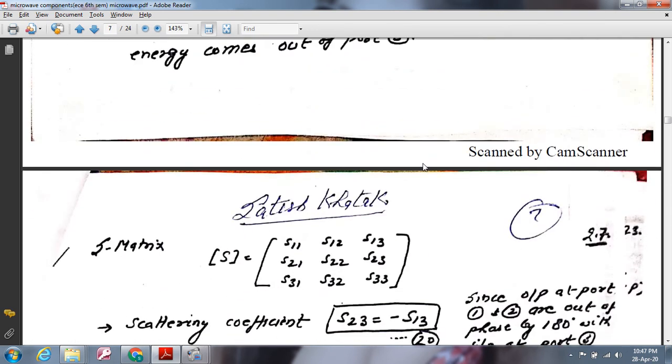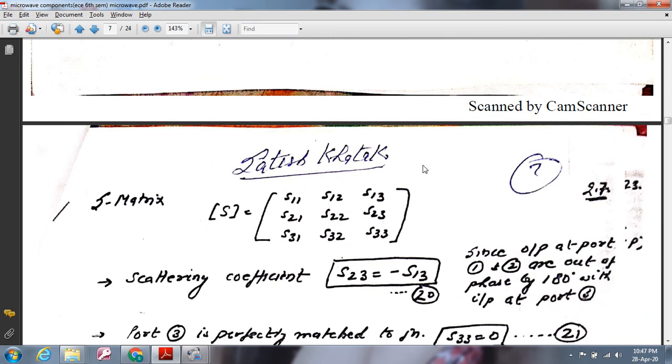Now as we have calculated the S matrix for H-plane T, in a similar manner we are going to calculate the S matrix for E-plane T also. This is because E-plane T is also a 3-port junction. That is why our general S matrix will be a square matrix, that is a 3 by 3 element matrix, and this matrix can be written like this.